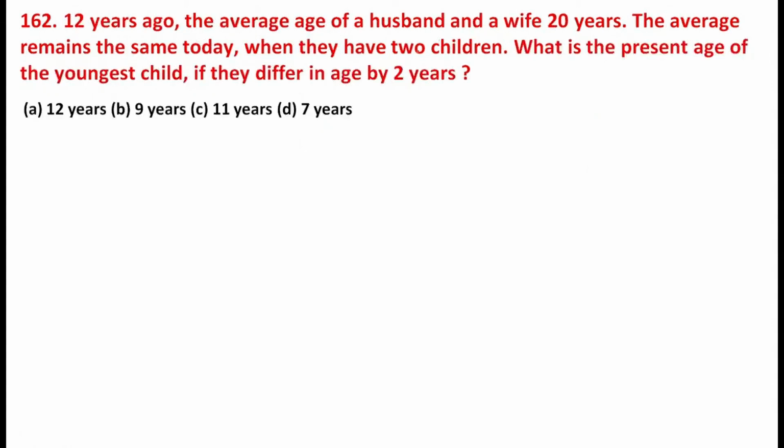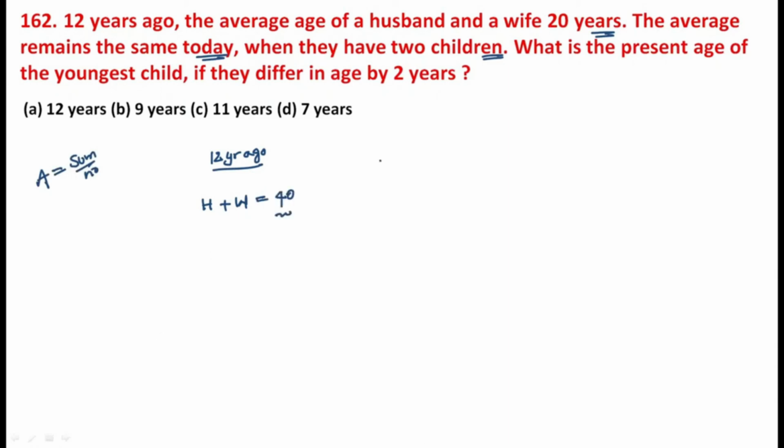12 years ago, the average age of husband and wife is 20 years. The average remains the same today when they have two children. Then what is the present age of the youngest child, if they differ in age by 2 years? Now the first information: 12 years ago, the sum of ages of husband and wife. We already know that average is equal to sum by number, so sum is equal to average into number, and the value becomes 40.